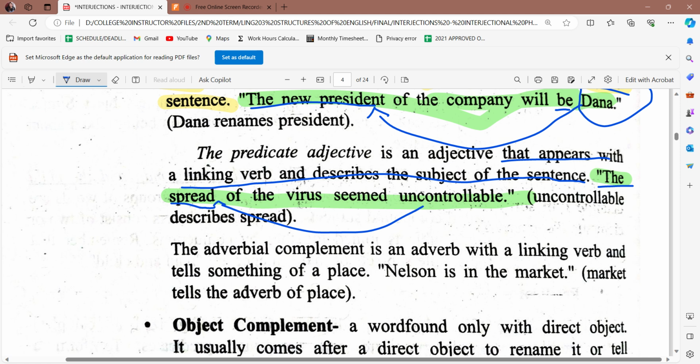Again, it comes with a linking verb. And as I have said many times, a linking verb does not show any action. However, it will help with the main verb. So for this example, the linking verb is the word seemed. So our predicate adjective here, or the one that describes the subject of the sentence, is the word uncontrollable. It describes the subject, spread. So I hope you understand the predicate adjective.